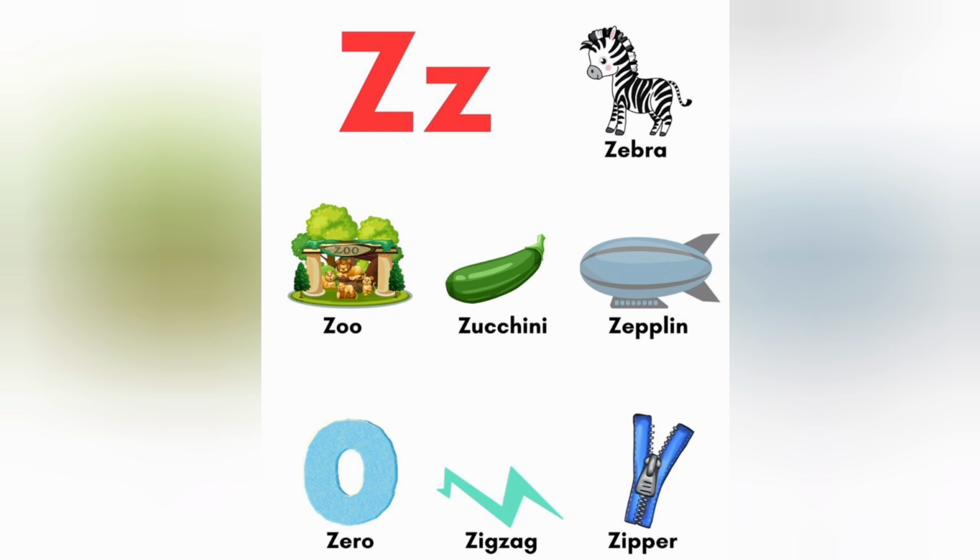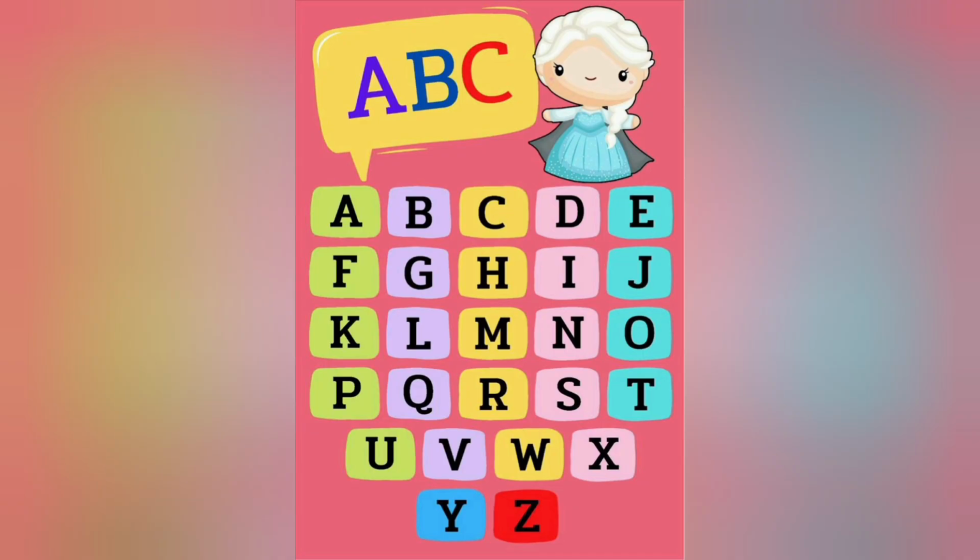Now let's repeat the letter with its sound. Z, zebra. Z, zoo. Z, zucchini. Z, zeppelin. Z, zero. Z, zigzag. Z, zipper. Let's revise the alphabets.